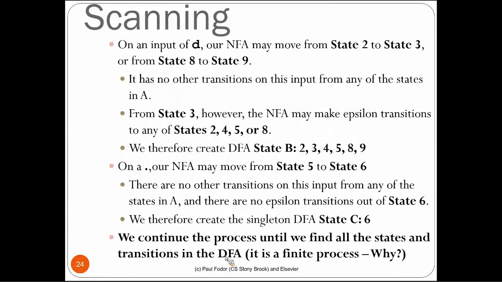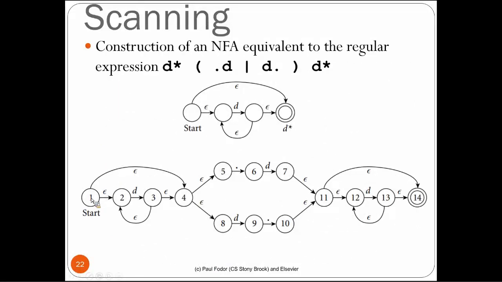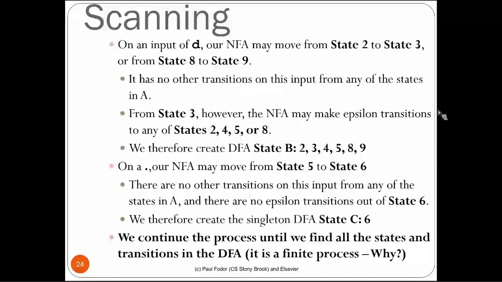Now let's assume that the next input that we are getting is D. What are the possible states that we can get if the input to our NFA is D? From any of the states 1, 2, 4, 5, or 8, with a D we can get to state 3. Also with a D we can get from state 8 to state 9. From state 3, with epsilon transitions we can get to 4, 5, or 8 themselves. So with a D we basically can get to states 3, 8, and 9.